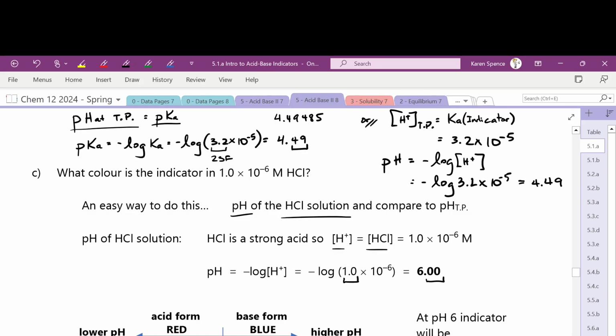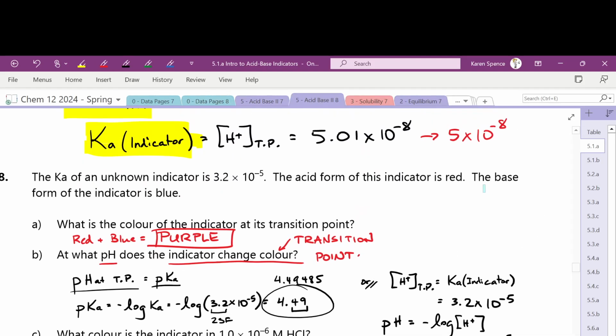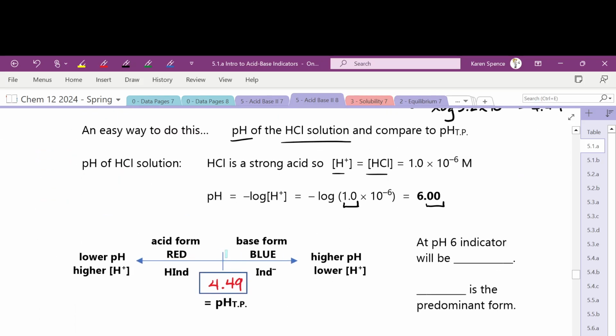Now, if we look at our indicator, we decided that our pH at the transition point was 4.49. And above pH 4.49, we have the base form, which is blue, because we are told up here the base form is blue. So when we have the higher pH, we get the base form, which is blue. And below, we get the acid form, which is red.